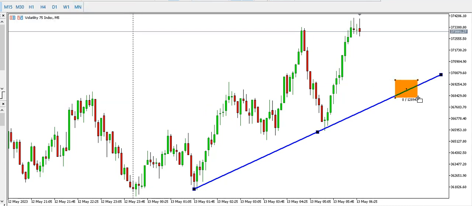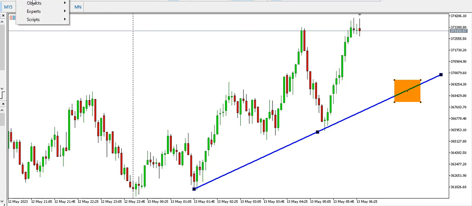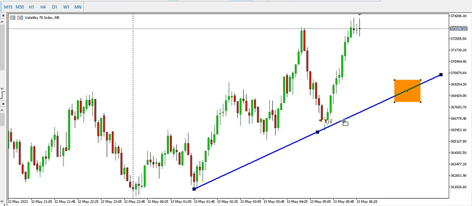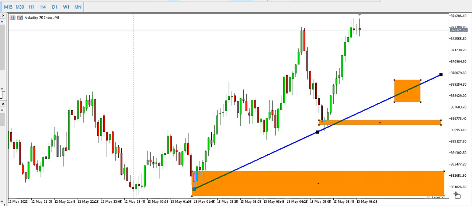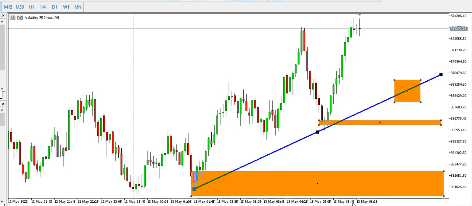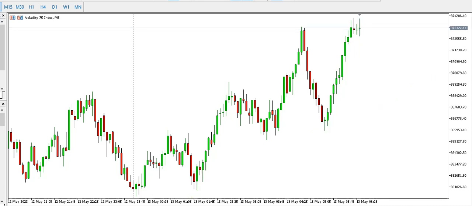If it's broken around here, start selling. You can sell up to this point, and you can sell up to this point. Those are the other blocks. All right, so that's that for Volatility 75 Index.